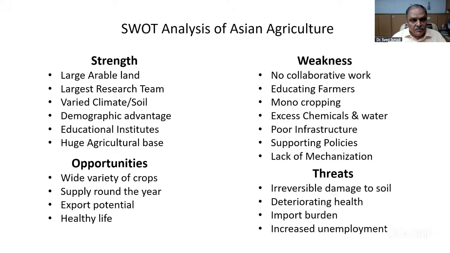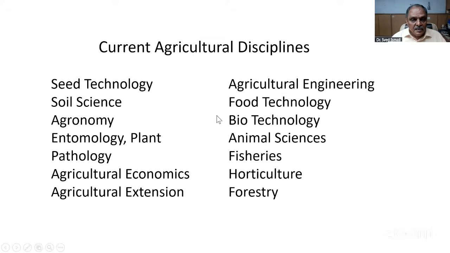We can come through this. Let us see the next one. Current agriculture disciplines, what we have. Seed technology is very important. You see, seed, water, nutrient, that's all. The plant grows, of course, with sunlight and whatever is required. Then you have soil science, agronomy, entomology, plant pathology, agriculture economics, agriculture extension, agriculture engineering, food technology, biotechnology, animal sciences, fisheries, horticulture, forestry.